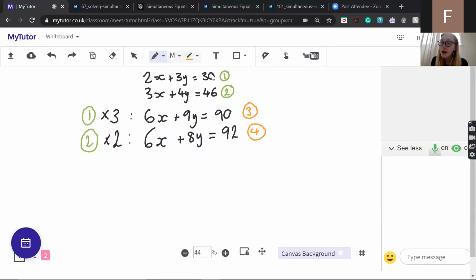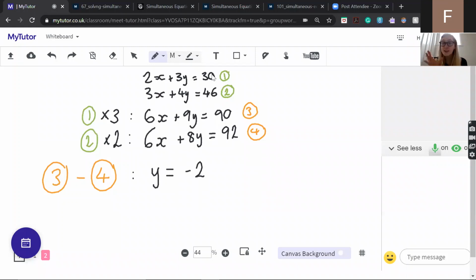We could do it the other way around. That would be totally allowed as well. That would just give us negative numbers. Well, actually, this will give us one negative number, but I always tend to make sure that my y is positive, or my x if I'm doing it the other way around. So we're going to do equation 3 minus equation 4. And that's going to give us, all the x's cancel out, and that's going to give us y equals minus 2.